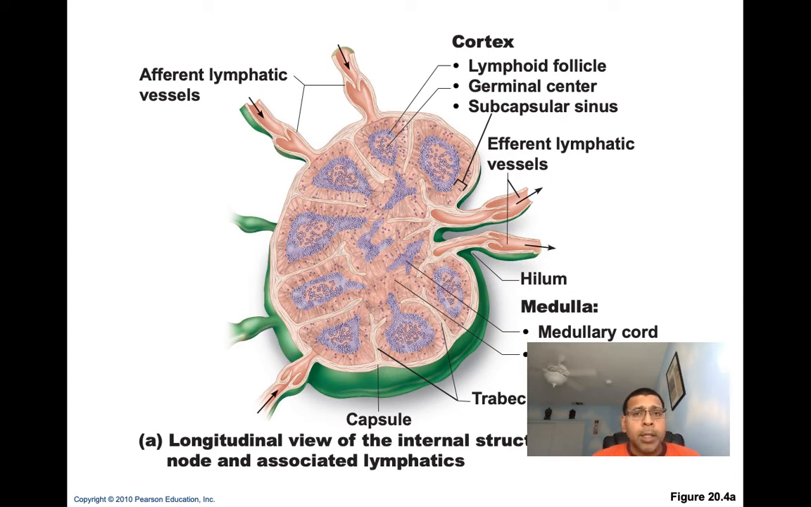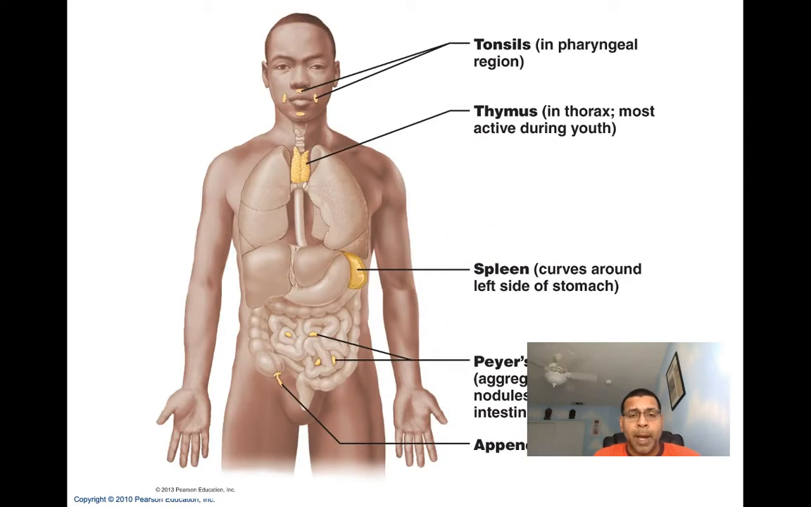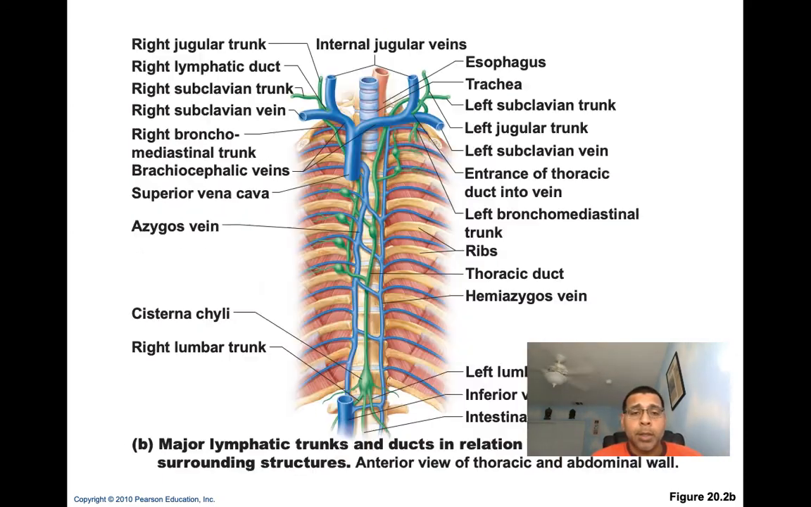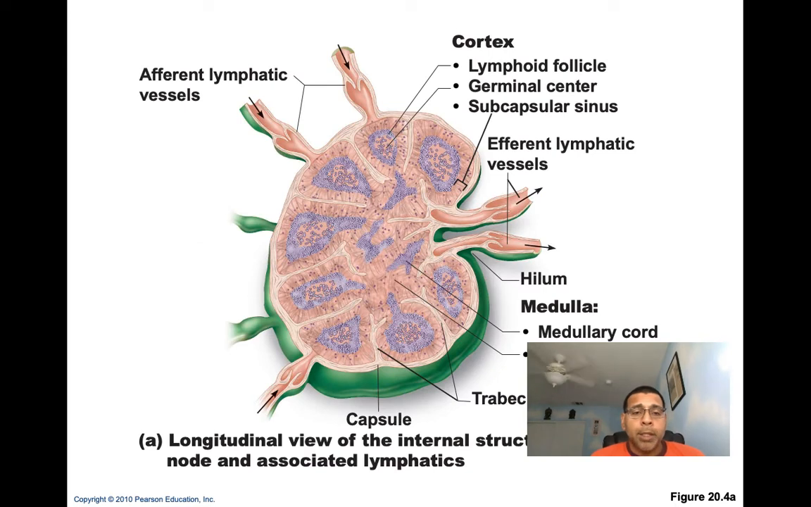Now the location: they're going to be found clustered along the lymphatic vessels of the body. And these lymph nodes are embedded in connective tissue. So here you can see the structure of that lymph node.